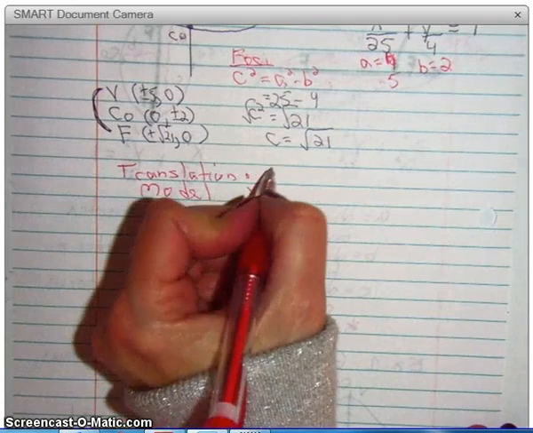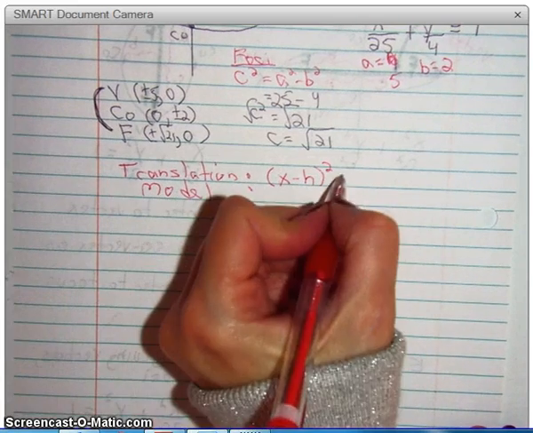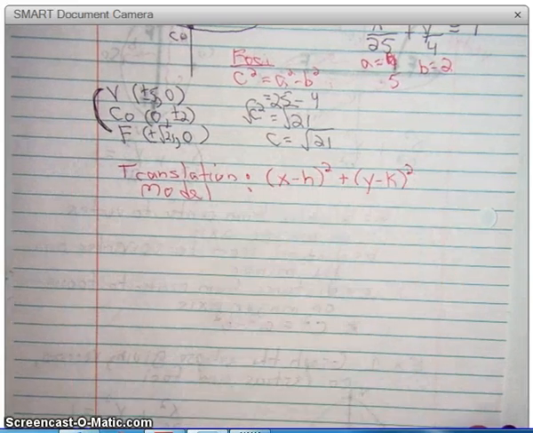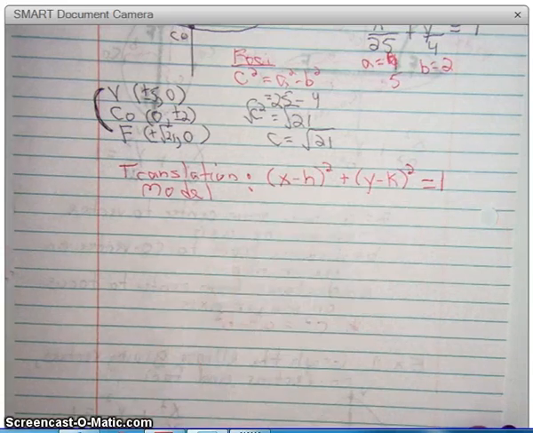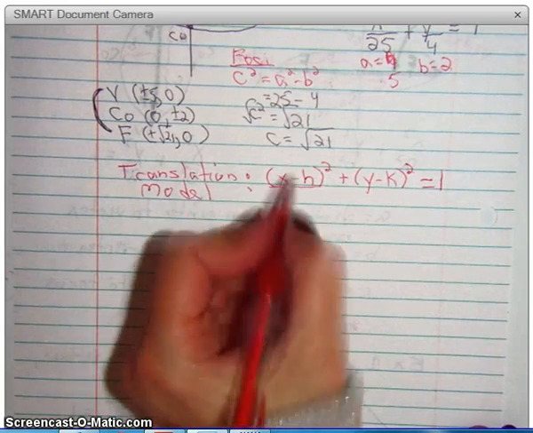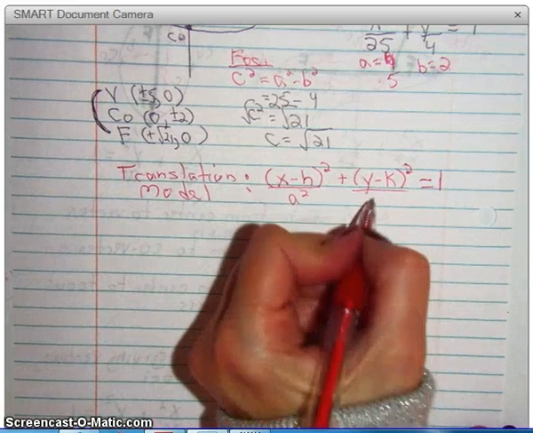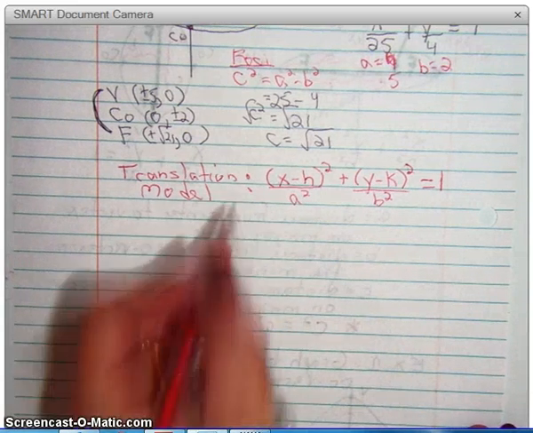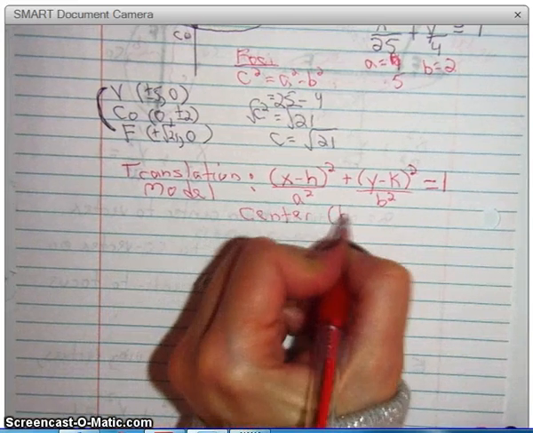So translation model. X minus h squared plus y minus k squared equals, gang, what does the equation of ellipse always have to equal? 1. Okay. And we're going to make like the x is the major axis, so that's over a squared. We're going to make like y is the minor axis, so that's over b squared. Okay. The center of the ellipse is at HK.